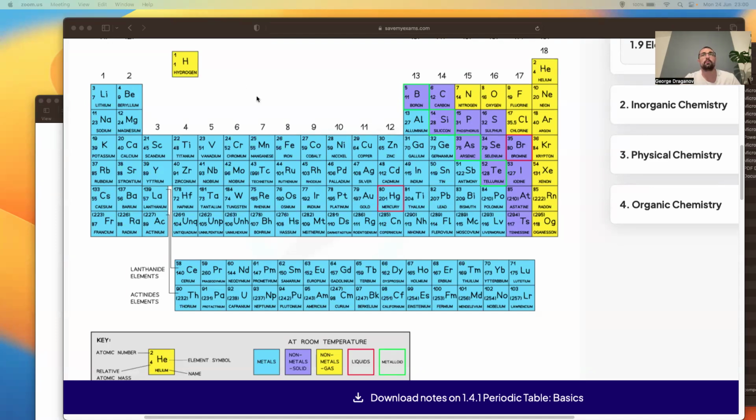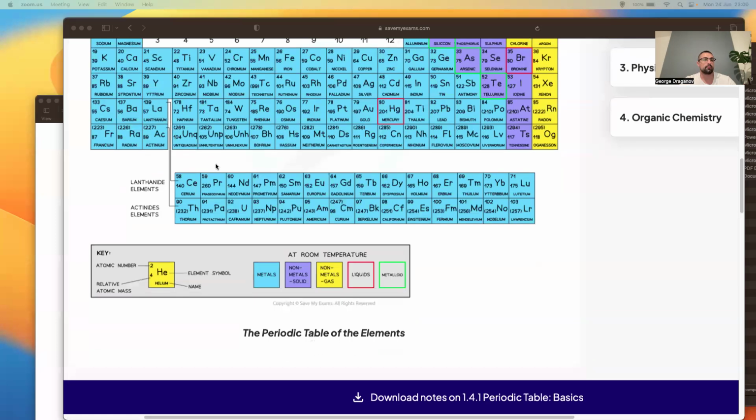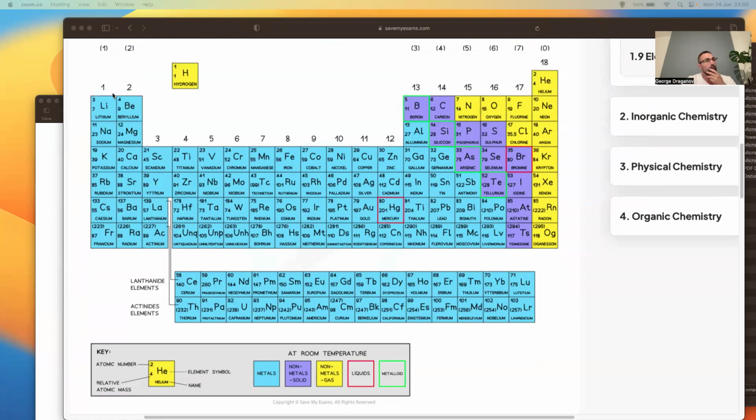It is stated on your syllabus that you need to know how the periodic table is actually arranged, and it is arranged in increasing atomic number. That is something we talked about in the lesson on atomic structure. The atomic number is the number of protons. So as you can see, it goes 1, 2, 3, 4, 5, 6, 7, and so on.